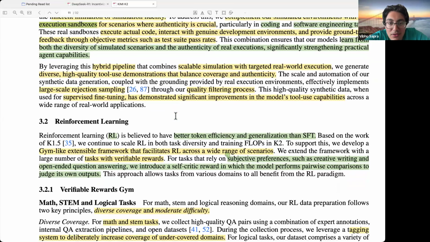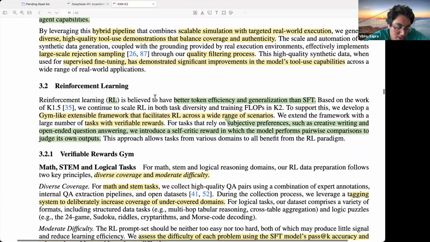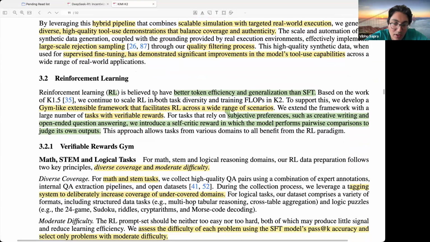Okay, I'm going to go a little fast because we're running short on time. But basically, rejection sampling: get rid of the ones that are easy. Quality filtration. SFT has demonstrated improvements for tool use. Okay, RL. Better token efficiency than SFT.